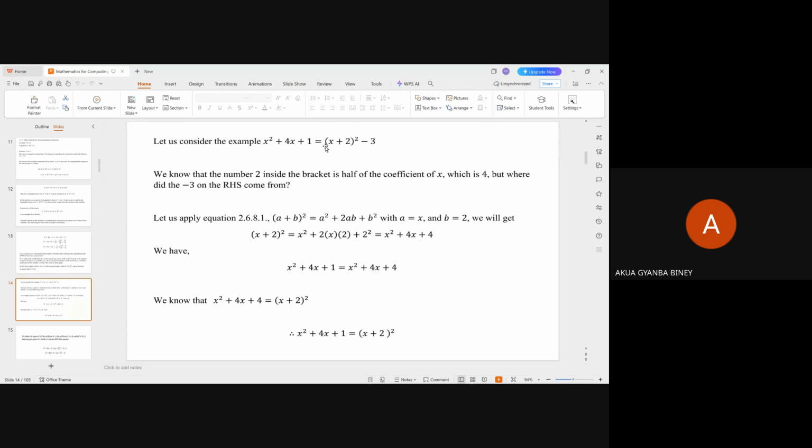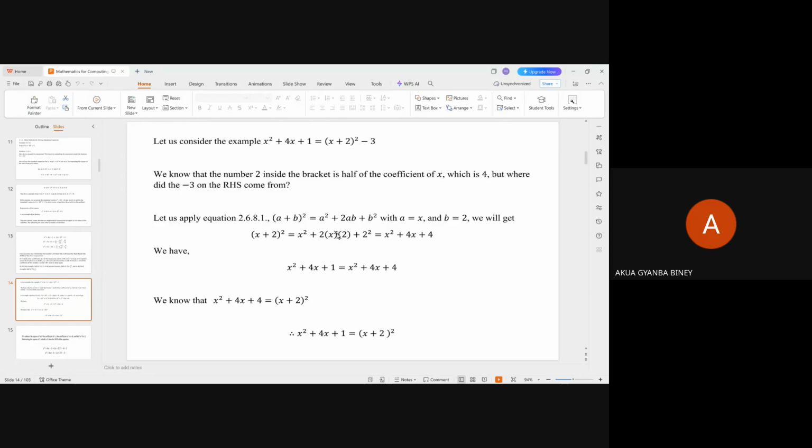So it is actually working on this side. Meaning that to expand x plus 2 all squared in this form, we know that we have x squared plus 2ab, in which b in this case is 2. So it will add up and give us the 4x plus 4.